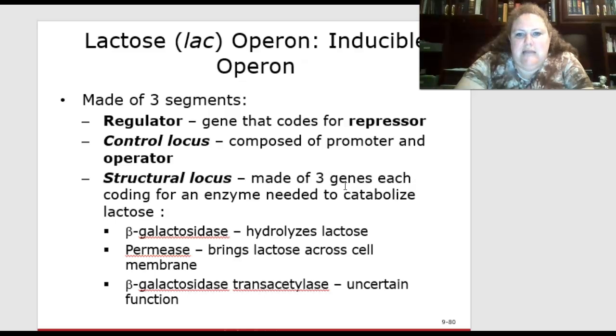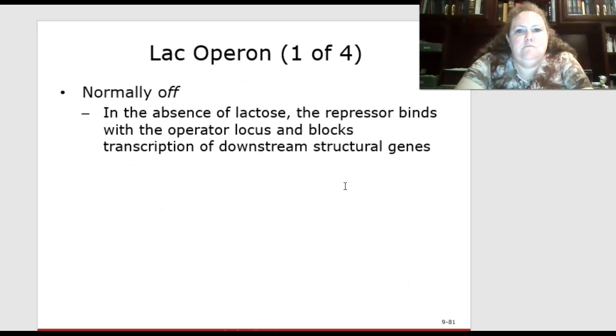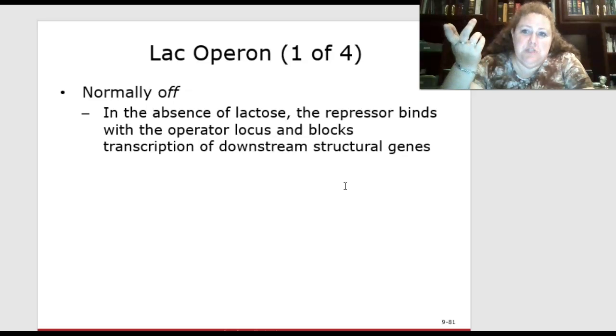So we have beta-galactosidase, and this is going to hydrolyze lactose. We have a permease, and this is where it's going to bring lactose across the cell membrane. Then you have beta-galactoside transacetylase, and this, we don't exactly know the function, but we know that it's there, so we have to learn it. Okay, so the Lac Operon is talked about a lot, and this one's usually off.